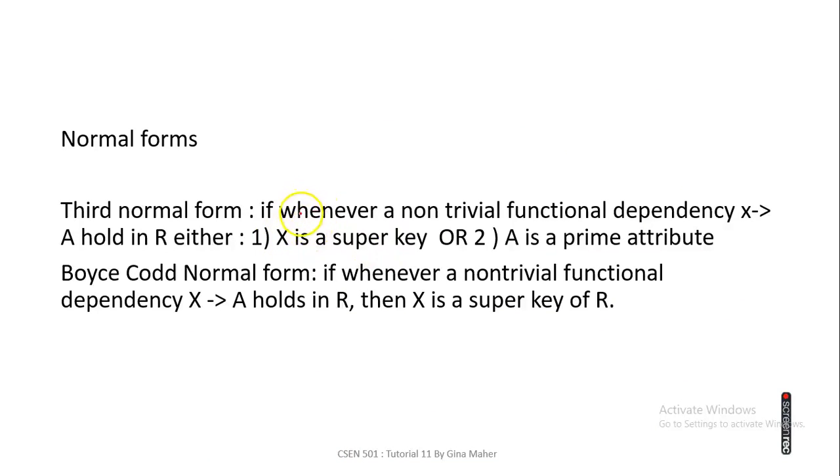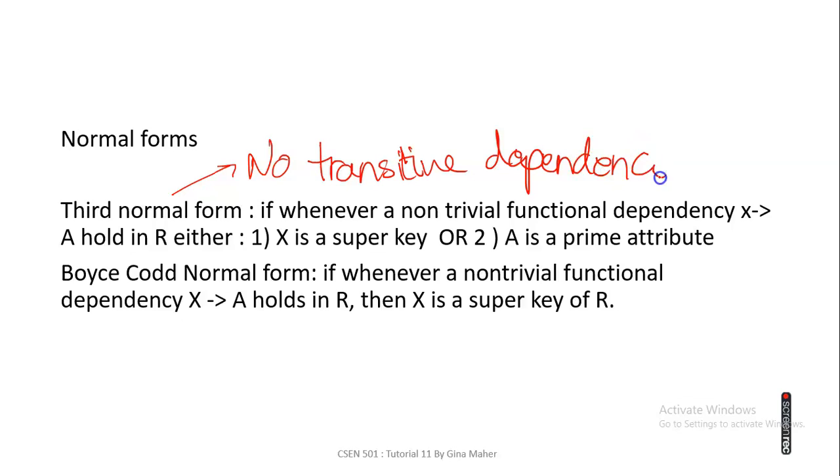A relation is in the third normal form if whenever a non-trivial dependency X implies A holds in R, either X is a super key or A is a prime attribute. Actually, we know if we are in the third normal form or not if there are no transitive dependencies. Let's know what is the meaning of transitive dependency.